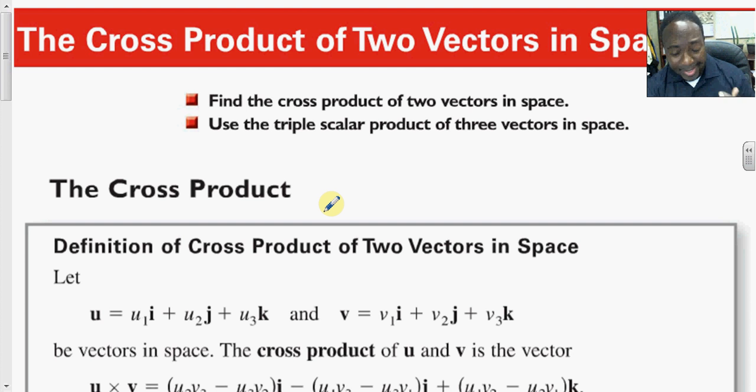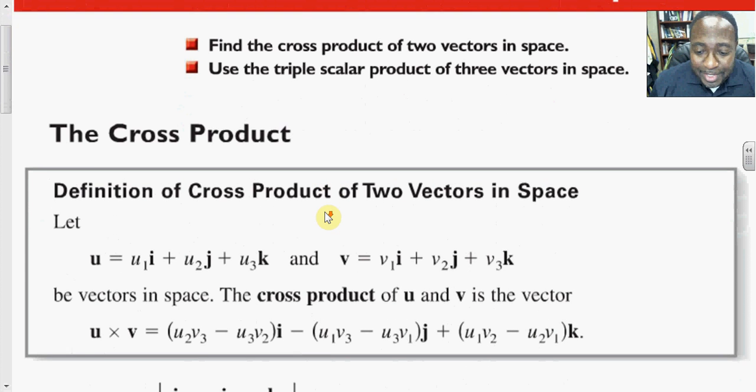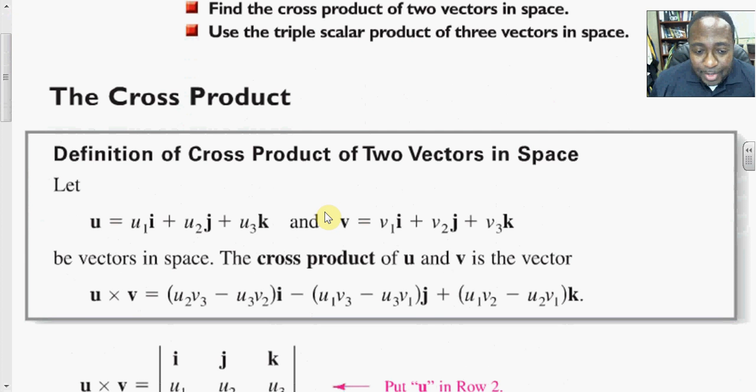The cross product is nothing more than a trumped up case of the determinants. That's a pretty good phrase. I like that. Anyway, the definition of the cross product of two vectors in space: the word space simply means the Euclidean third space of length, width, and height.